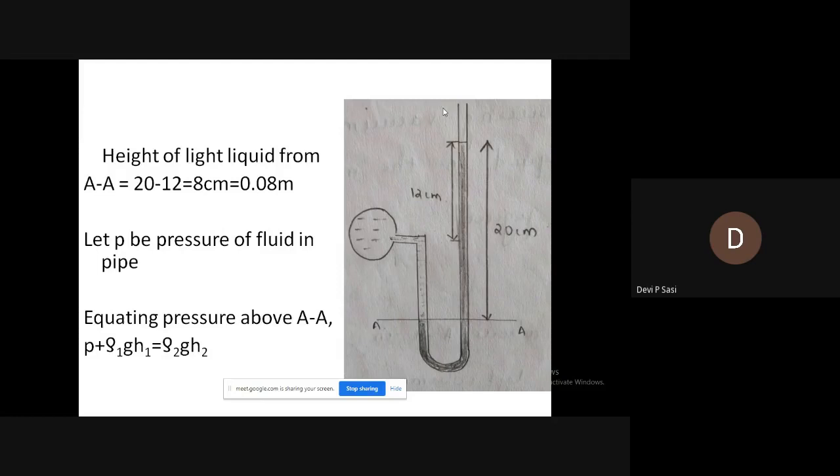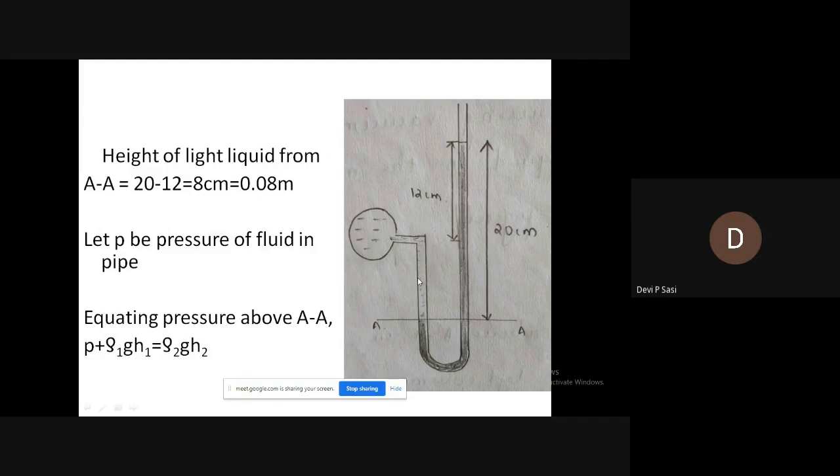Now read the second sentence. While the left limb is connected to a pipe in which a fluid of specific gravity 0.9 is flowing. You can see the left limb. I have told that there are two limbs, right limb and left limb. The left limb is connected to a pipe in which liquid of specific gravity 0.9 is flowing.